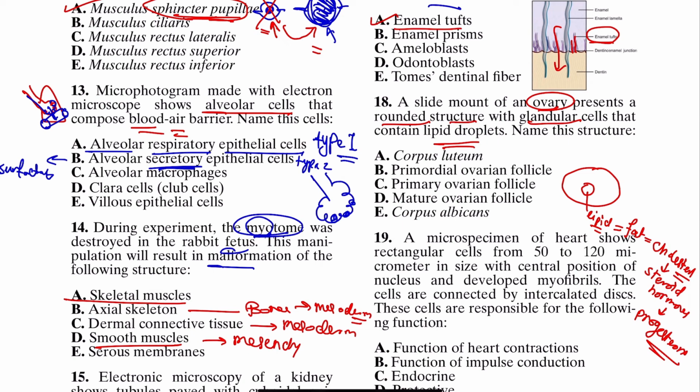So this structure they are referring to is the corpus luteum. Corpus luteum, the yellow body, is very important in early pregnancy and in the menstrual cycle, and it produces progesterone, which is what? Lipid in nature, lipid in biochemistry. It's from cholesterol. So lipid droplets, corpus luteum.